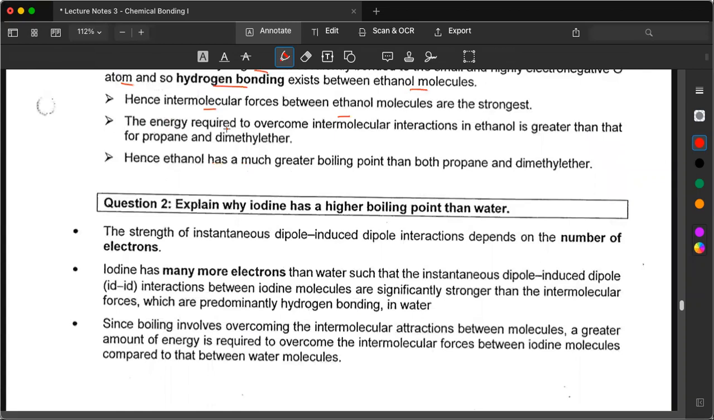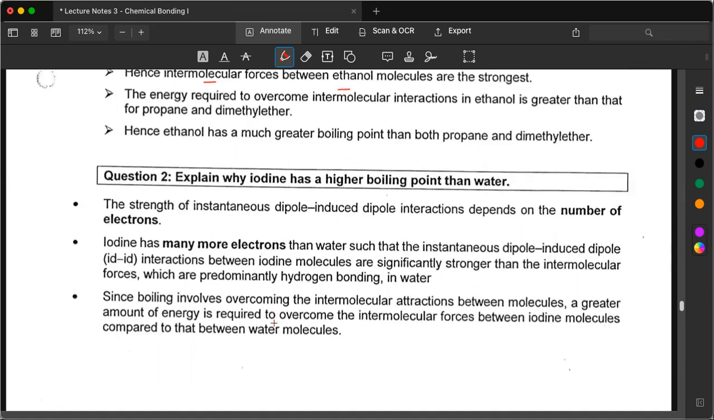Why does iodine have a higher boiling point than water? As we know, iodine is a solid at room temperature. Water is still a liquid. It has to do with the number of electrons. So both are simple molecular structure, but iodine is non-polar, water is polar. But still, iodine has a higher boiling point because the number of electrons is much more in iodine. So the ID-ID interaction is even stronger than hydrogen bond. Yes, the ID-ID interactions. So if you have so many electrons, your ID-ID can overtake hydrogen bond. Okay?